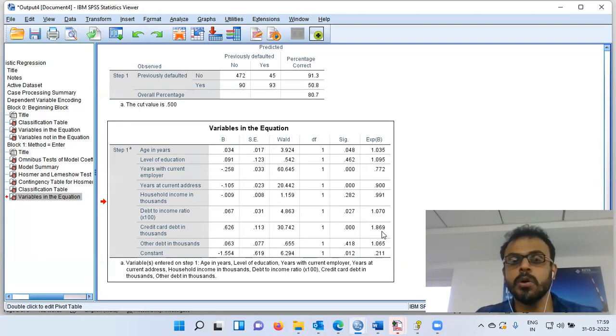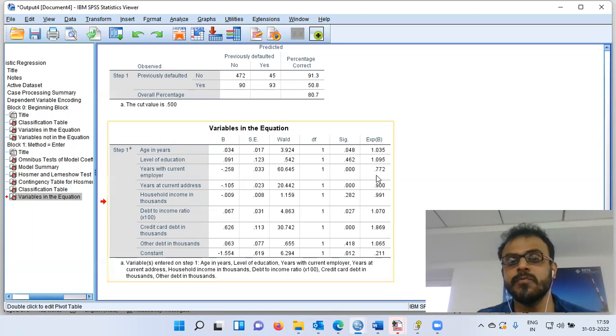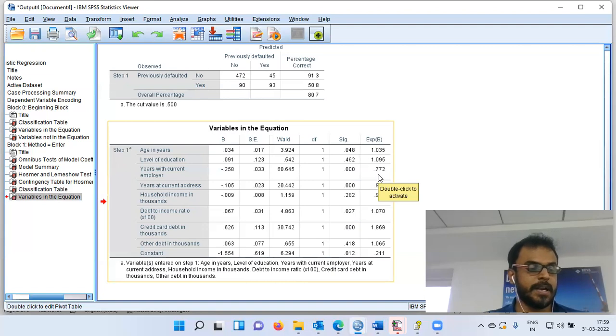So you may ask me, what about those numbers which are smaller than 1? For example, 0.772 or 0.900 or 0.991. How do we interpret these values? Let me just give you one example of 0.772. This is the odds ratio value for years with current employer. We are getting a value of 0.772. What does this mean?